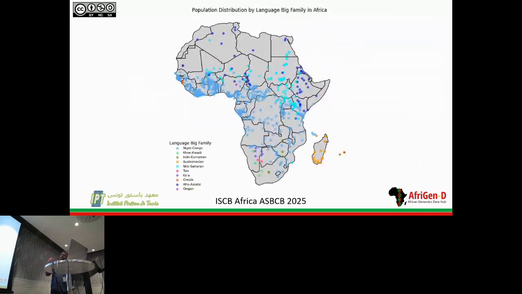So this is some description about the data that we have. So the big families, there is Niger-Congo, Nilo-Saharan. So you can see that the biggest population group by language speakers are the Niger-Congo ones. So it is in Central Africa and West. And in the South, it's more into Khoekhoe. We have in the North more Afro-Asiatic, and in the East, Nilo-Saharan.